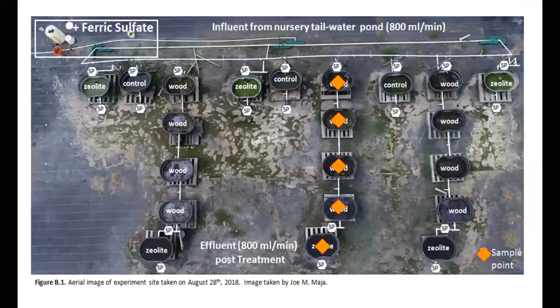Okay, and back to the aerial image. This is showing the sampling points for the YSI meter for the electrochemical properties. I sampled in the center of each of the woodchip tanks, and then at the zeolite tank in the center following the woodchip tanks. In the same way, I sampled in the center of the zeolite tanks and the control tanks, 8 centimeters deep below the water surface.